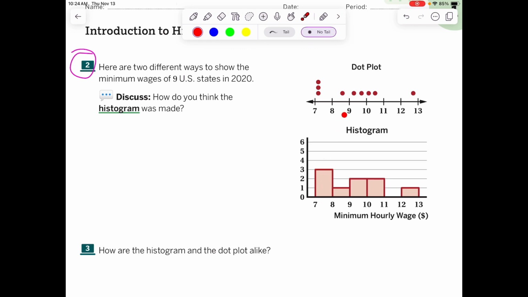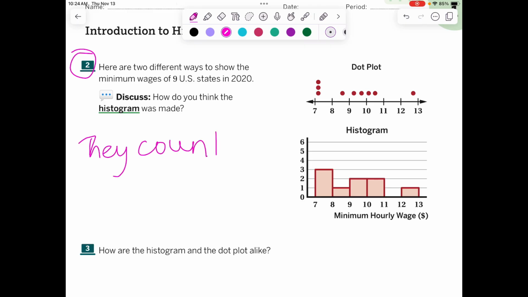In between the 8 and the 9, there's 1 dot. So that means it's only up at 1. And then between 9 and 10, there were 2 dots. 10 and 11, there were 2 dots. Nothing between 11 and 12, that's why it's blank. And then between 12 and 13, there was 1. So how I think that it was made is they counted the dots. Sorry, my handwriting is not very neat on an iPad.